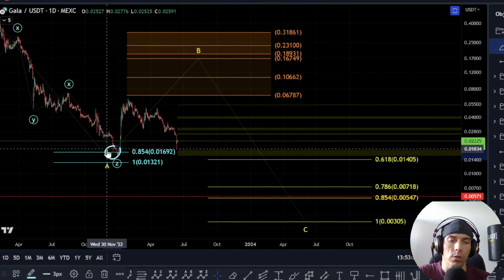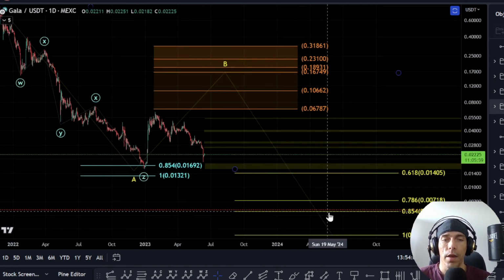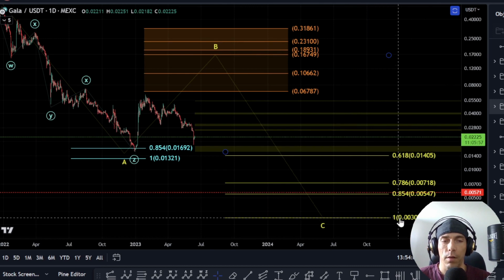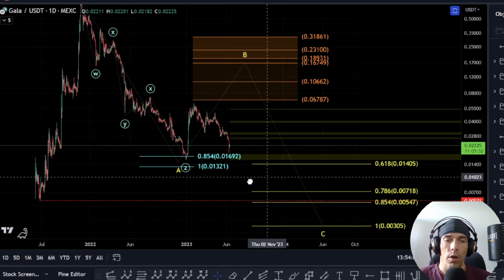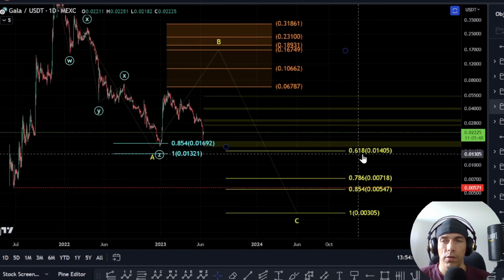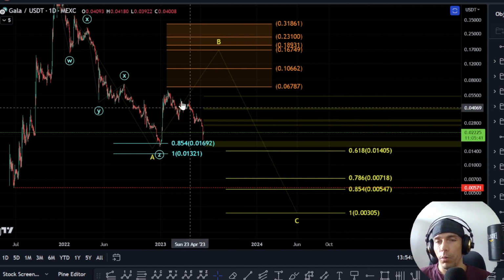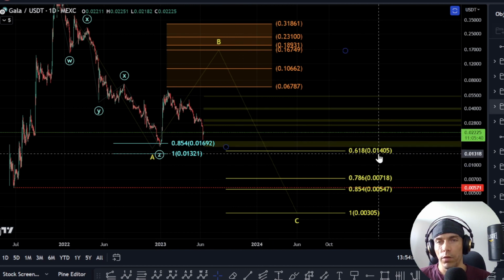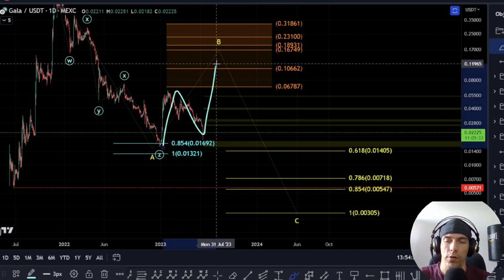And what this would actually look to do, if we did have a bigger corrective structure where this is an A, this is a B, and then we see a C wave to the downside, that 1-to-1 would actually look to take us below this origin point. Now, as well as that, we have some other targets here. So the 0.618, this is actually the minimum requirement that we'd be looking for, would actually be here at this 0.01405. Now, if we did see a move down to the 0.618, this would be enough for this move to be completed. Obviously, we'd have to have the move up first in this case.